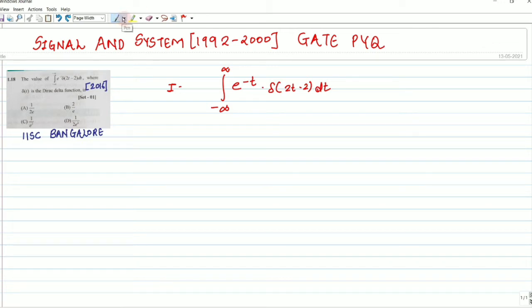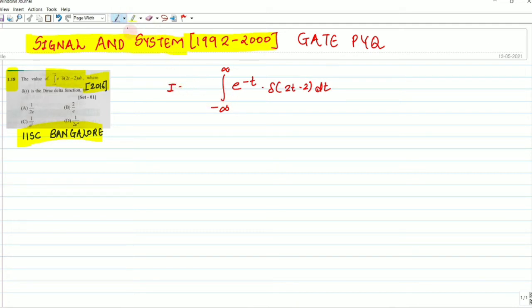In this series, we are going to solve previous year GATE questions from the chapter Signal and System from 1992 to 2000. In the previous video, we discussed up to question number 17. Now in this video, we are going to discuss question number 18. This question came in 2016, asked by IISc Bangalore. This is a very easy question. We have to solve for this integration.